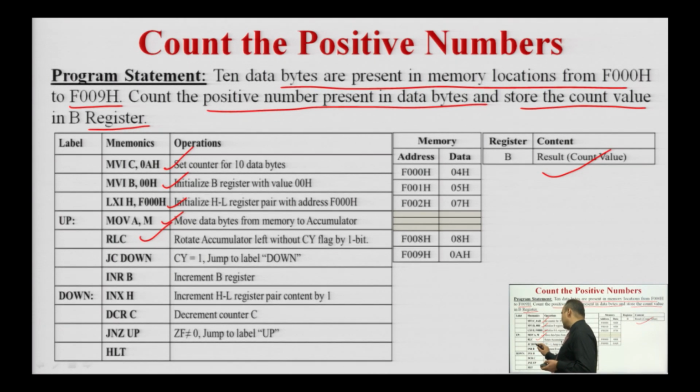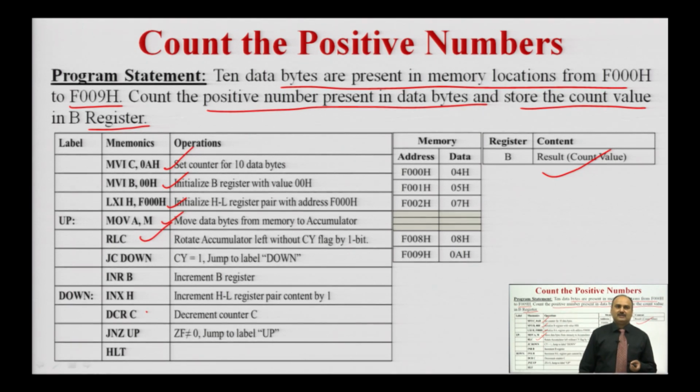If there is a carry, it means that it is a negative number. So, we do not bother about the negative number, we need to count the positive numbers. That is why, if there is a carry, it is a negative number, so skip this and jump. The processor will jump from this particular memory location to this memory location, increment the HL register pair so it points to the next memory location where the next data byte is, decrement the count and jump if not 0. If the count value is not 0, it will repeat the loop, and if the condition is false, it means that the number is positive. So, it will increment the B register.